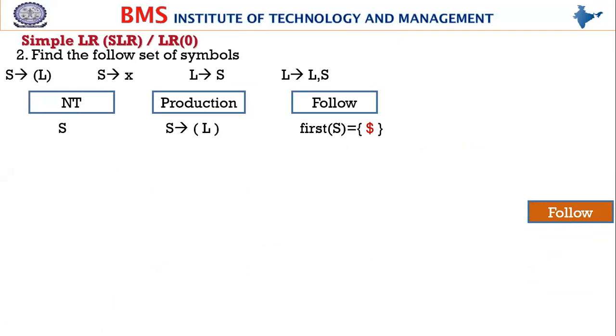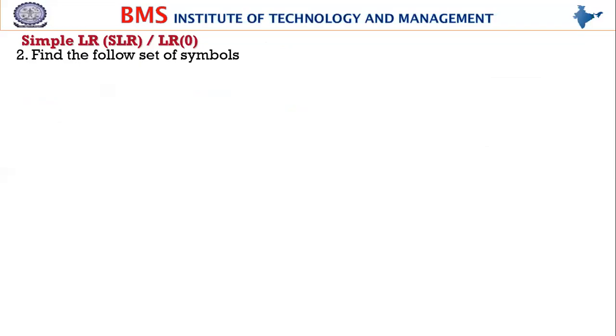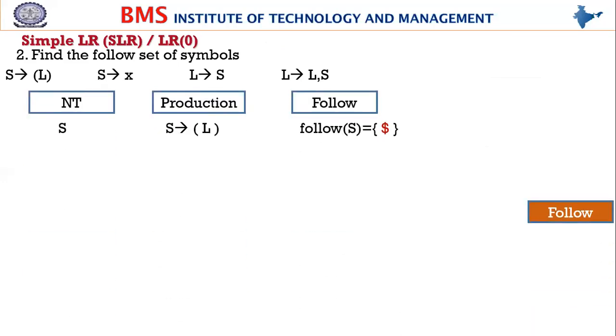As S is the start state, follow of S is equal to dollar, because this is the first rule of finding the follow: if it is a start state, the follow of the start state should include dollar, right? And then we are applying rule number 2.